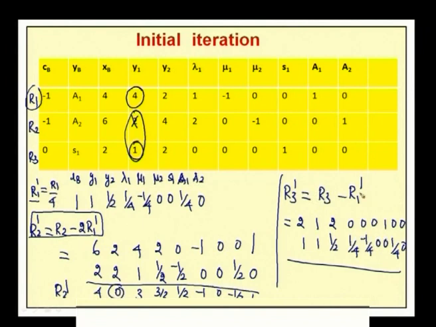So R3 minus R1 dash gives us 2 minus 1, 1, 1 minus 1, 0. This is 2 minus 1 by 2, which is 3 by 2, minus 1 by 4, plus 1 by 4, 0, 1, minus 1 by 4, 0. Now in this R3 dash, if we observe, the coefficient corresponding to y1 becomes 0. So in such a way, by making use of the row elementary transformation, we convert the pivot element 4 as 1 and the remaining elements in that column as 0. Let us have a break.